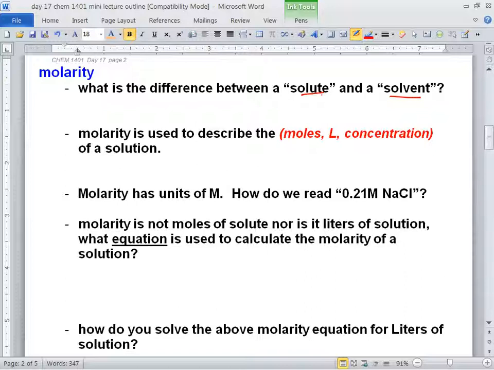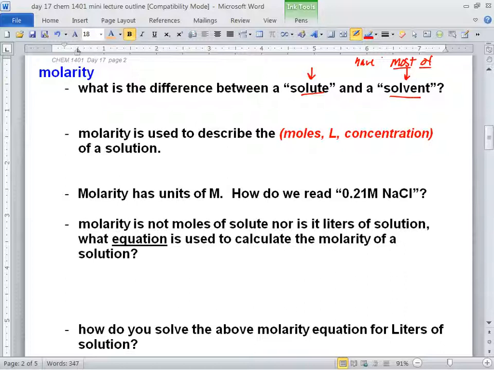So the idea is that you're mixing two things. The one that you have the most of, doesn't matter if it's a gas, a liquid, or a solid, because you can have solutions of gas, liquids, and solids. If you have a mixture of two things, the one that you have the most of is the solvent. That's all there is to solutions: you pick the component that you have the most of. Boom, that's what you call the solvent. Okay.